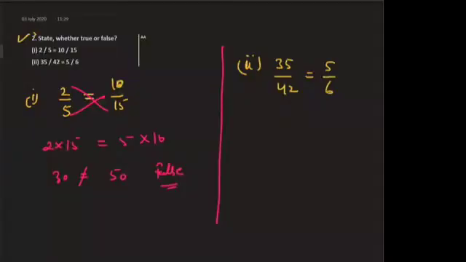So last, students, in question number 2, what you have to do? You have to tell whether the statement is true or false. Just write 2 upon 5 is equal to 10 upon 15 and cross multiply. 2 into 15 is equal to 5 into 10. So check if you get the same answer on both sides. 2 into 15 is 30 and 5 into 10 is 50. So 30 and 50 are not equal to each other. So you can say this statement is false.